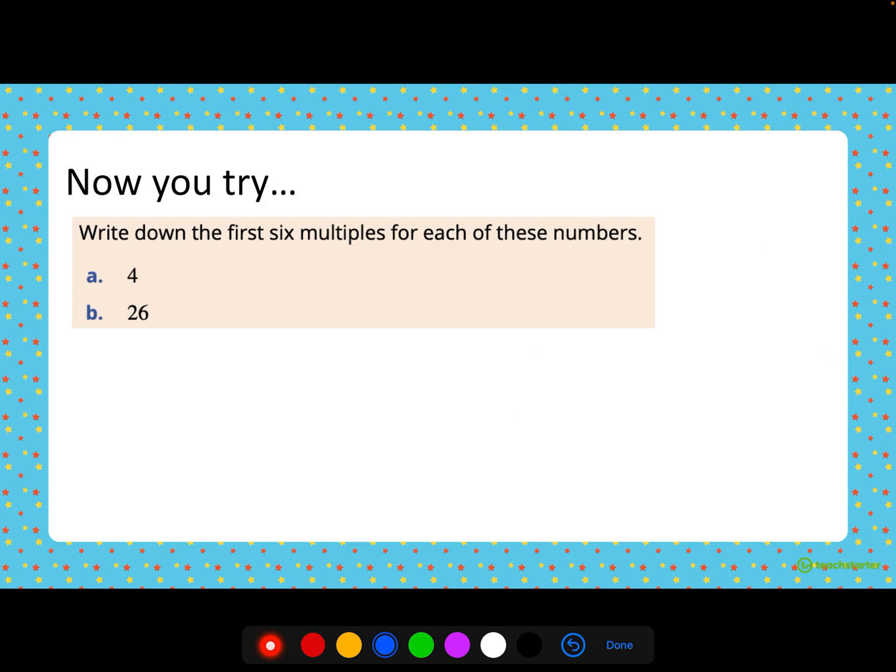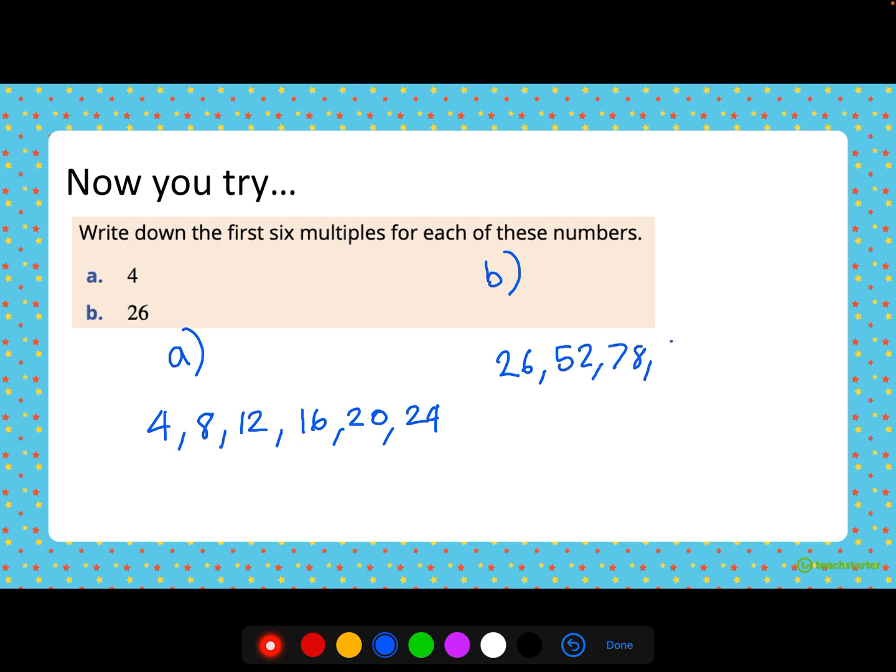All right, let's check your answers. The first 6 multiples of 4. Hopefully you can count in 4s. So 4, 8, 12, 16, 20, 24. But what about B? I'm just going to count up. However you found the answer, that's all good. We've got 26, 52, 78, 104, 130, 156. Did you get it?